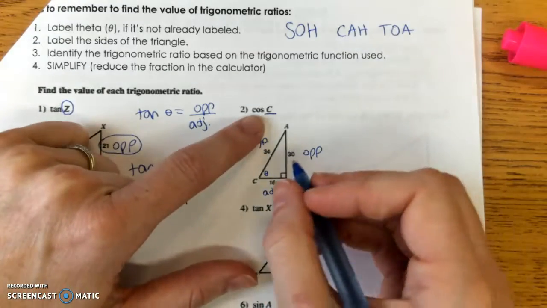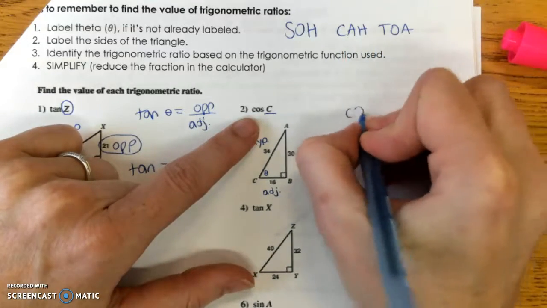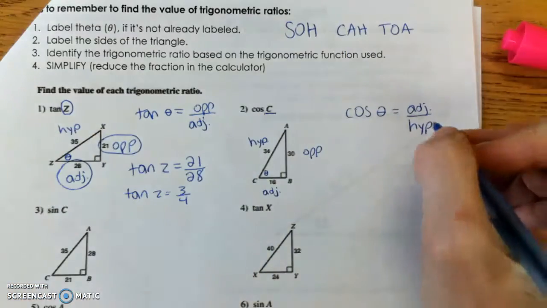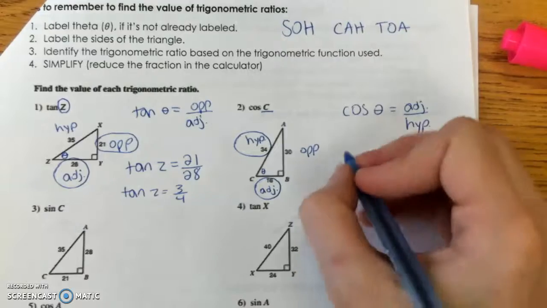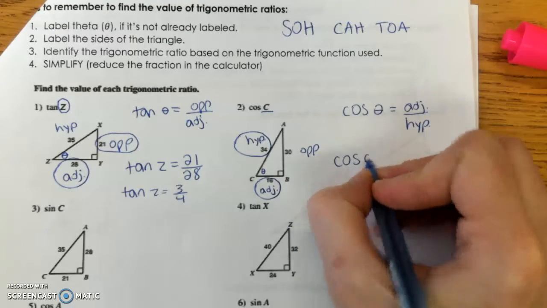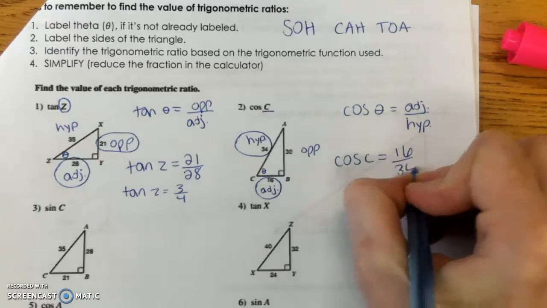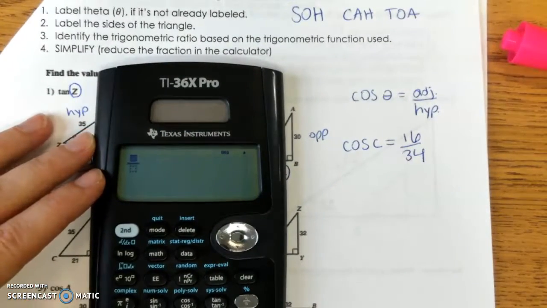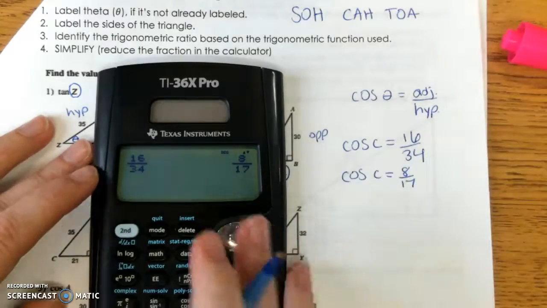All right, the trig ratio that they gave us was cosine. If I look back up here, cosine is adjacent over hypotenuse. So cosine of theta is adjacent over hypotenuse. So I'm going to circle those two, adjacent, hypotenuse, which makes cosine of c, because that's the angle we're dealing with, cosine of c is 16 over 34. That is my ratio. So when I put that in a calculator to simplify, I'm going to get 8 over 17. So cosine of c is equal to 8 over 17.